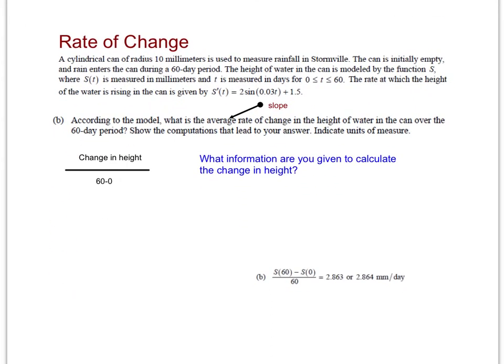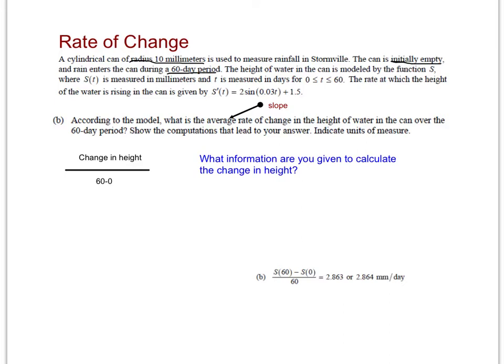Okay, this is the exact problem from your test. Yes, it is. So we have a cylindrical can with a radius of 10 millimeters. Now, are you underlining the facts when you read an FRQ? You should be. This will help you in your test taking. And the can is initially empty. So at time equals 0, the value is 0. And we're going to be looking at a 60-day period from 0 to 60.